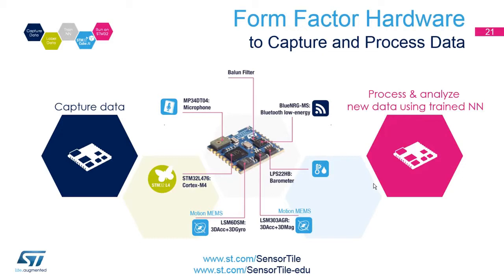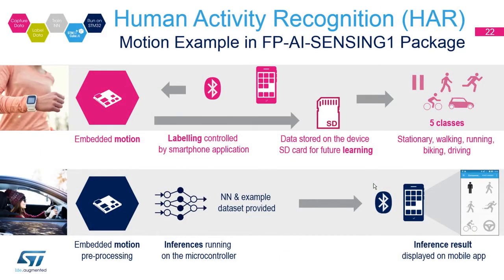And then the form factor implementation shown here. So the neural network will be running on the STM32L4 microcontroller, connected either to the microphone for the audio input or the accelerometer for the human activity recognition. For the human activity recognition, this was done using an internally collected data set that we collected using a SensorTile stored on the SD card.